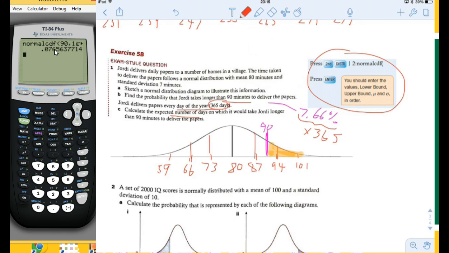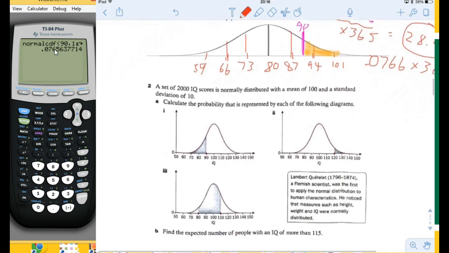365 times 0.0766, and then we change it back into a decimal, right, to find the expected number. It's 28, okay? So if we do 0.0766 times 365 on the calculator, that will give us 28 expected days that Georgie takes longer than 90 minutes to deliver the paper.